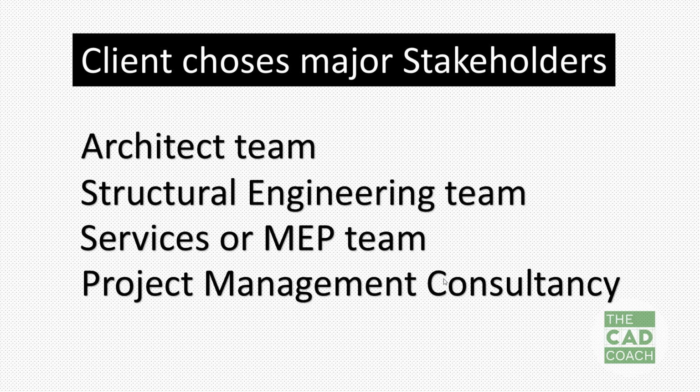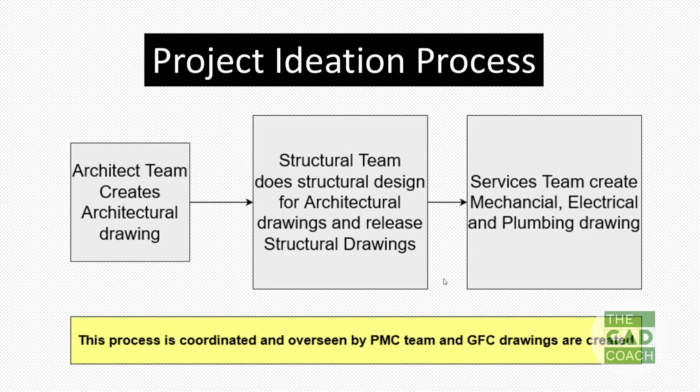Hope you have understood. So these are the major construction stakeholders: architectural team, structural team, MEP team, and project management consultancy. Now, the project iteration process. First, the client discusses his idea with the architect, structural team and MEP team. Let us say they are sitting in a meeting and discussing. The first step is taken by the architect team. They design the building from an architectural perspective and create the architectural drawings. These drawings are passed to the structural team.